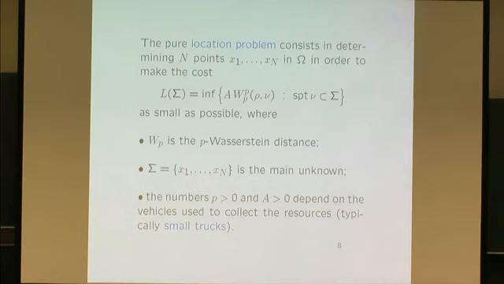And so to measure the cost of this concentration procedure, a very good quantity is a Wasserstein distance. And so the mathematical problem is this: this is the cost, L of sigma. Sigma is the unknown, the n points. The set of n points I call sigma. And so this is the minimization problem for the pure location problem. Find a sigma in such a way that this Wasserstein distance, so the work of concentration of the resources in points, is as small as possible.